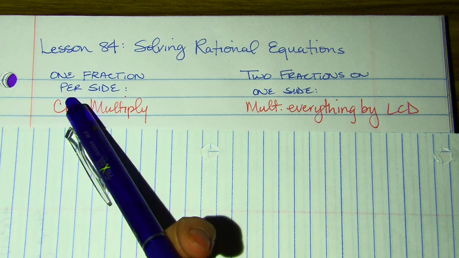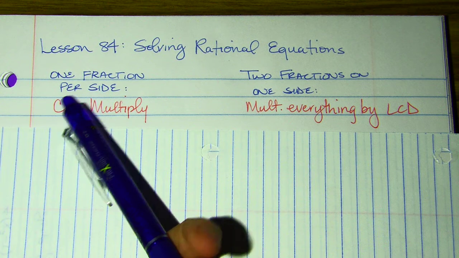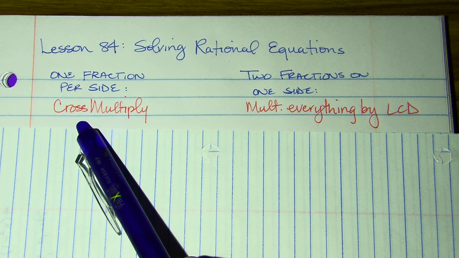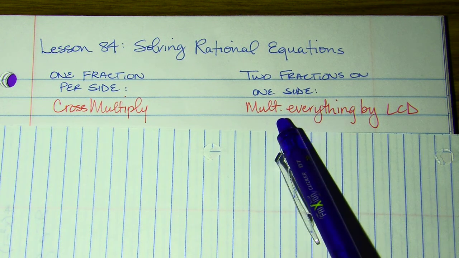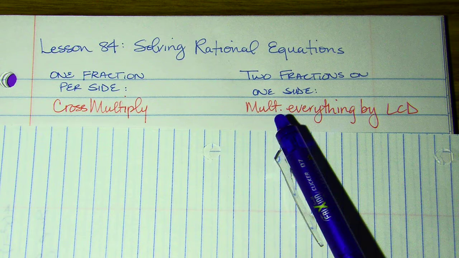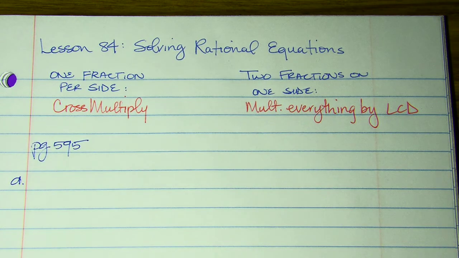If there's one fraction on each side of the equal sign, we're simply going to cross multiply. If there are more than one fraction or two fractions on one side, then the fastest is to multiply each part by your least common denominator. So we're going to jump right in. It's on page 595, and we're going to jump into part A.